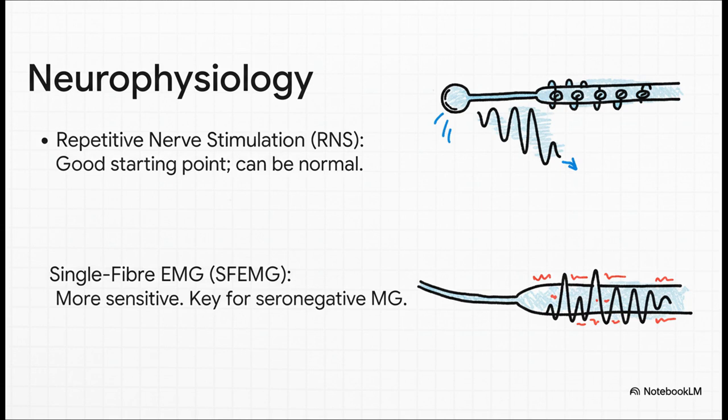Neurophysiology becomes absolutely essential when your antibody tests are coming back negative. Repetitive nerve stimulation, or RNS, is a good place to start. But listen, a normal result does not rule out MG. For those seronegative cases, single-fiber EMG is really your go-to. It's way more sensitive for detecting that dysfunction at the neuromuscular junction, even if it is a bit less specific.